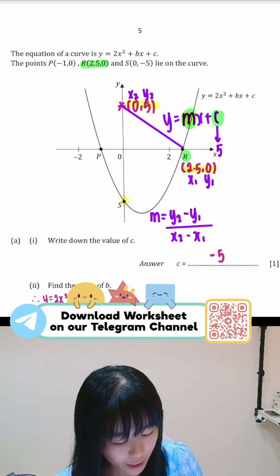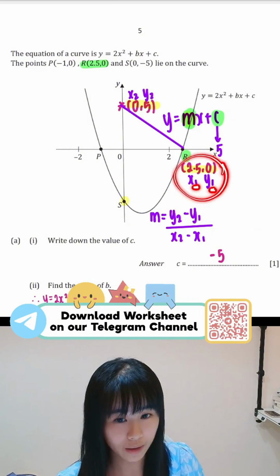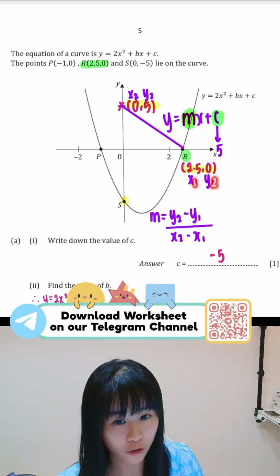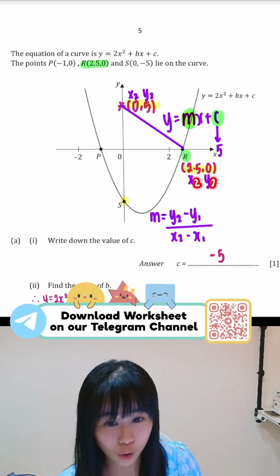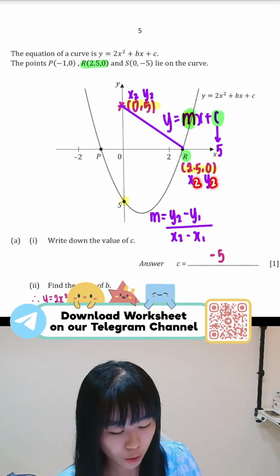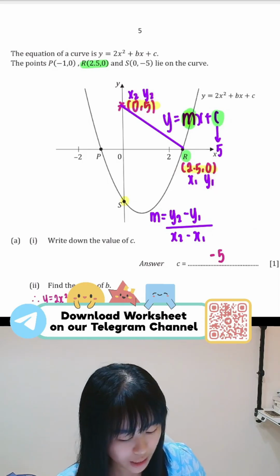Just remember, if this is 1, this must be 1. It must come together because they are the same coordinate. It cannot be like here is 1, here is 2, then it's wrong already. But then the question is, can this be 2 and 2? Yes, it can. If here is 2 and 2, then here is 1 and 1. Then we're going to sub in the numbers.